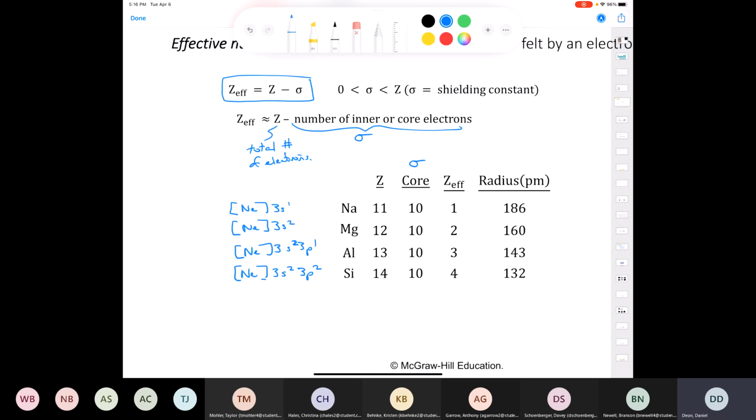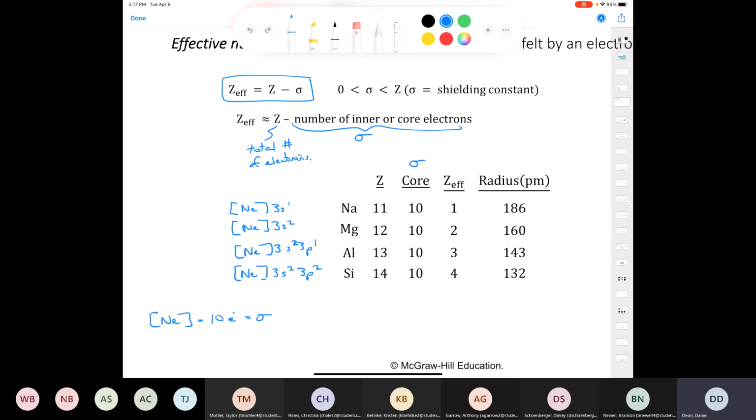Neon has 10 electrons, right? So the number of core electrons, neon, is always equal to 10 electrons, and that's equal to our sigma. You can see that that doesn't change. But the total number of electrons is increasing, right? Here we have 10 plus 1, that's 11. Here we have 10 plus 2, that's 12. Then we have 13 and 14, respectively. So if we do some quick math, Z minus sigma as your effective nuclear charge, you have 11 minus 10 gives you 1, 12 minus 10 gives you 2, then 3, and 4.